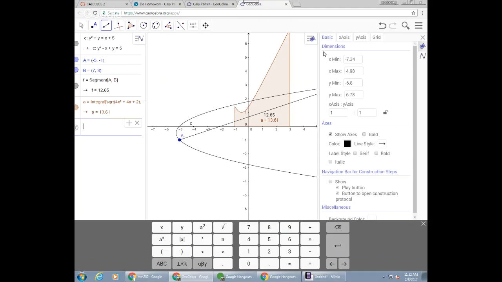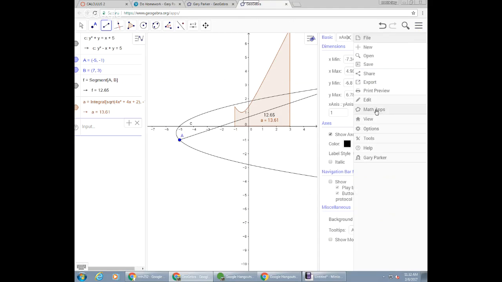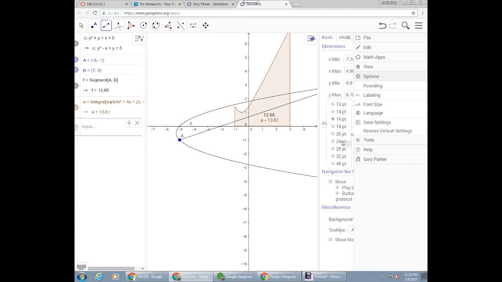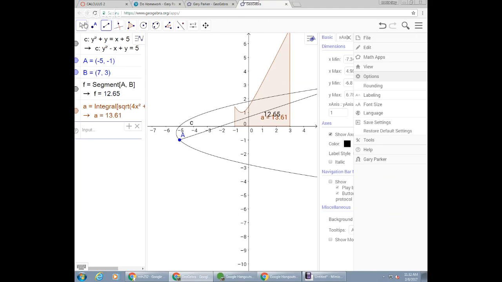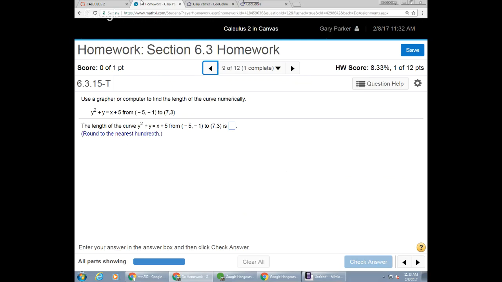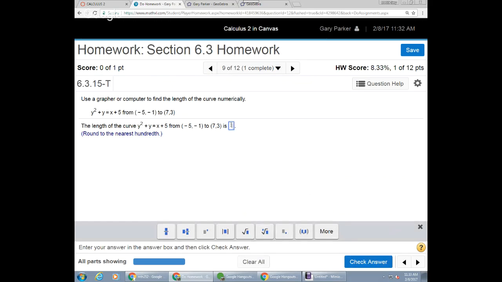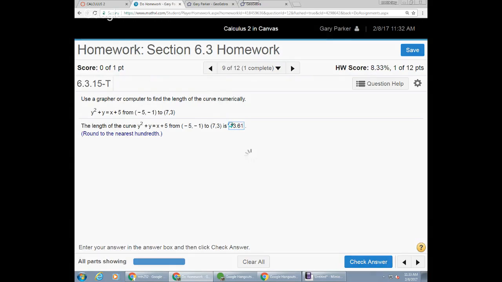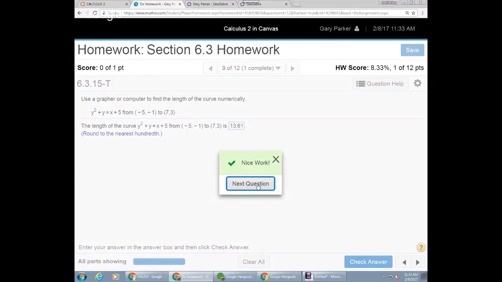And let me blow that up. Options, font size, 24 is usually nice. There we go. So the 12.65 was the distance directly between the points. We knew the arc had to be bigger than that, and it turns out the actual length of the arc here is 13.61. Okay, so let's see if it works just for fun. 13.61. Nice work.